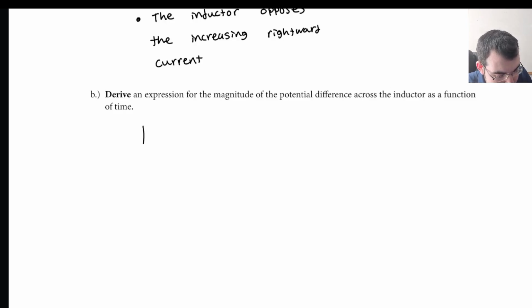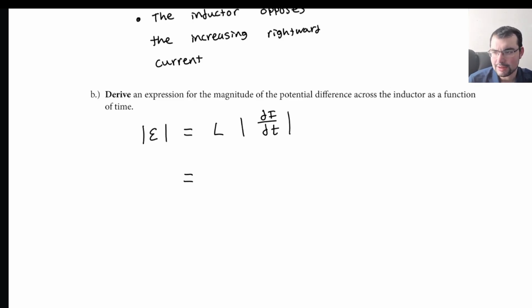So by definition, the inductor induces an EMF with magnitude L di/dt. Because L is just the proportionality constant that determines how good it is at opposing. And of course, it should depend only on this current change.